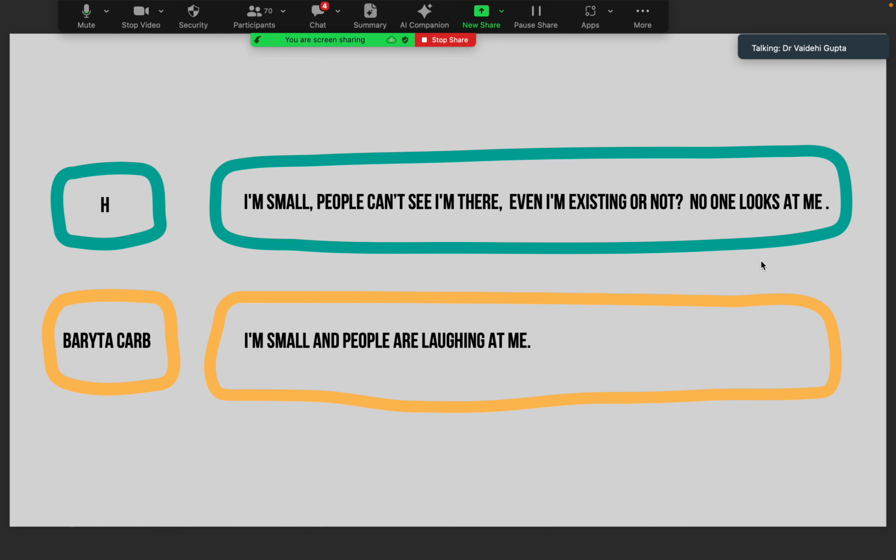There are two medicines who think that they are small, but there is a difference: hydrogen and Baryta carbonica. Hydrogen feels, I am small, people can't see me, whether I am existing or not, no one looks at me. This is the feeling of hydrogen, that people are not noticing me. While Baryta carbonica feels, I am small and people are laughing at me, they are mocking me. That is Baryta carbonica.